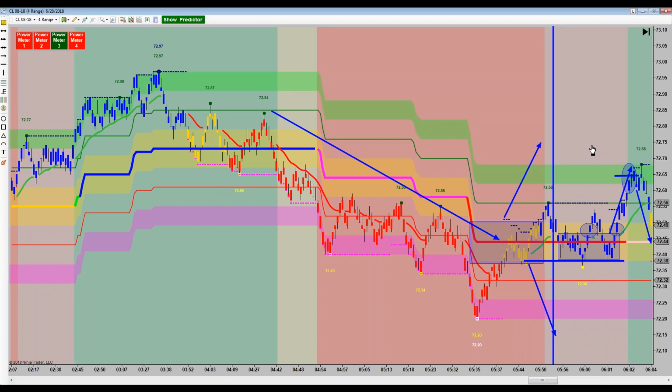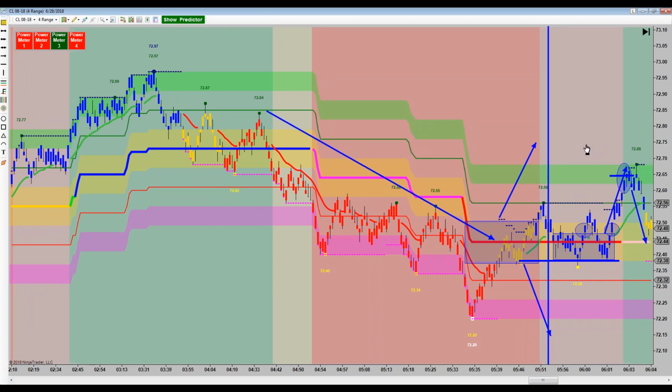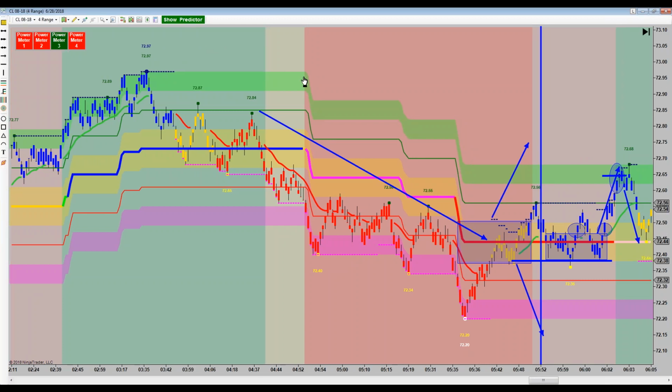Oh, darn. Oh, goodness. I got my stop. It just took my stop out. Why does it always do that? Every time I get in, it's like the market knows that I'm in. It rips against me, takes my stops out, and then next thing you know, it bounces and goes in my favor. Now here's why that is happening.